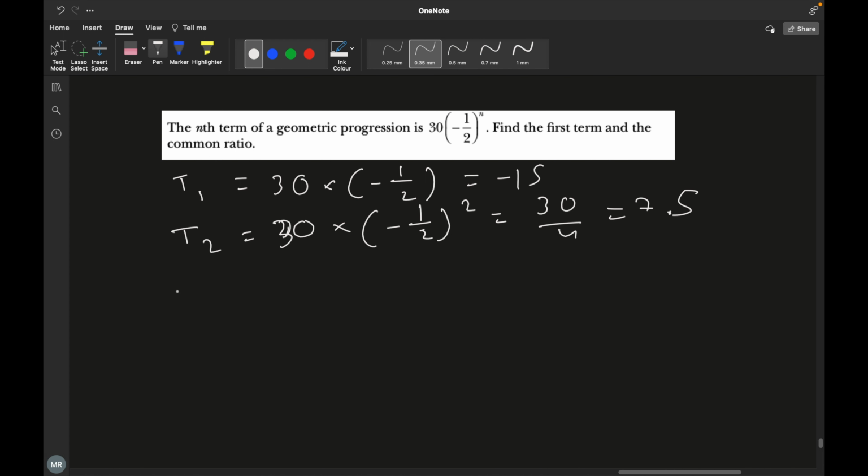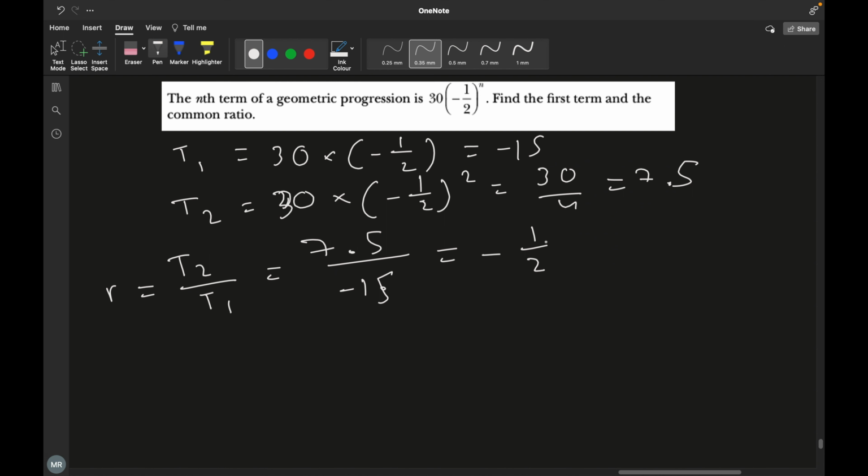If we want to find the ratio, we do T2 divided by T1. So that's the ratio. And this is going to be 7.5 divided by -15. That's -1/2. And the common ratio is therefore minus half. And if you want to find the first term, we already found it, so it's minus 15. Therefore, a is minus 15 and r is negative half.